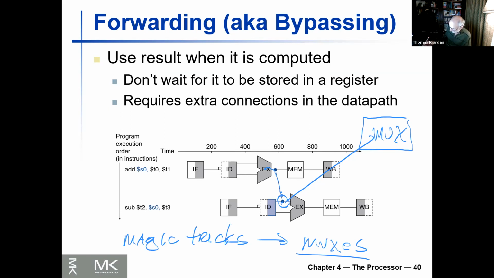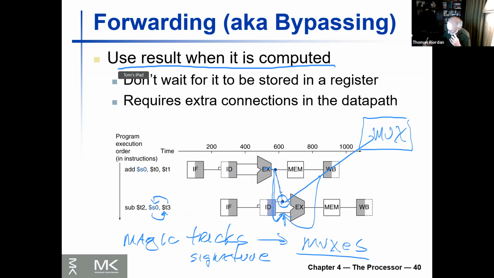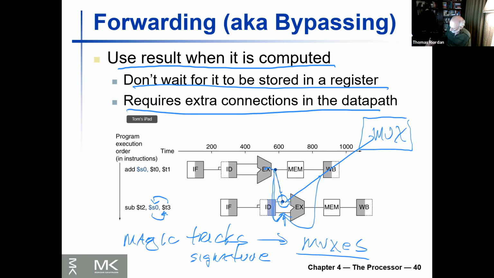But the signature of a trick will be that a bunch of muxes will appear. And of course, this could also have to go to here if the S0 were here, so if these were reversed, then this guy would have to go here instead. And so that means you have a mux there. And so the key point is, again, we'll use the result as soon as it's computed. We won't wait for it to be stored into a register. And this will require extra connections in the data path, as we've shown. And those connections will require these muxes.